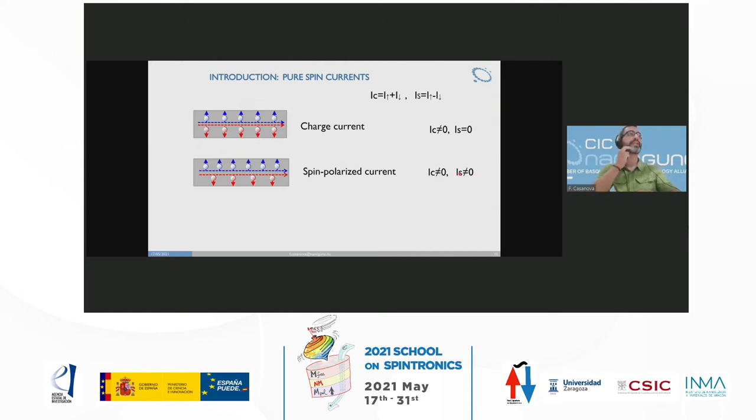And finally, you have another possibility. You can have a situation where electrons with spin up move in one direction and electrons with spin down move in exactly the opposite direction. In this case, you have a pure spin current, because the net charge current is zero and it's only a spin current that you have. So we would be interested in working with this kind of current.